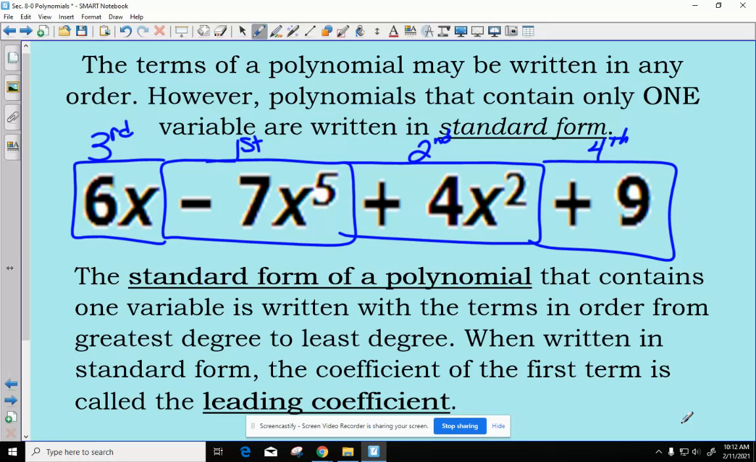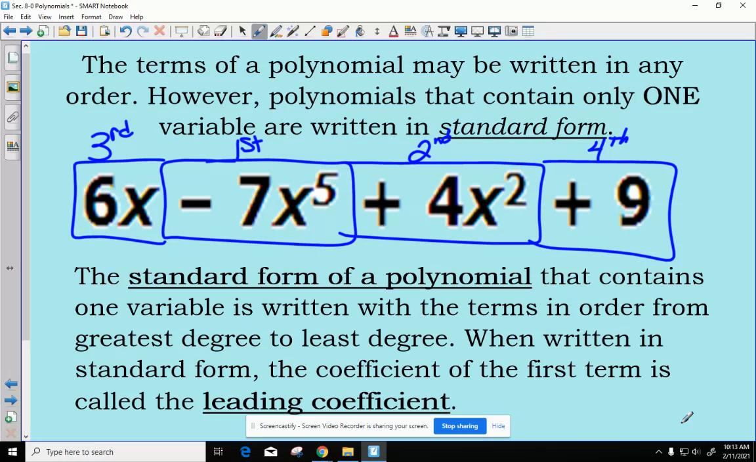A number that does not have a variable next to it is called a what? A constant. Constants are always going to go last because their degree is ranked by their variable, and they don't have a variable, so their degree is a 0. They're last. Okay.